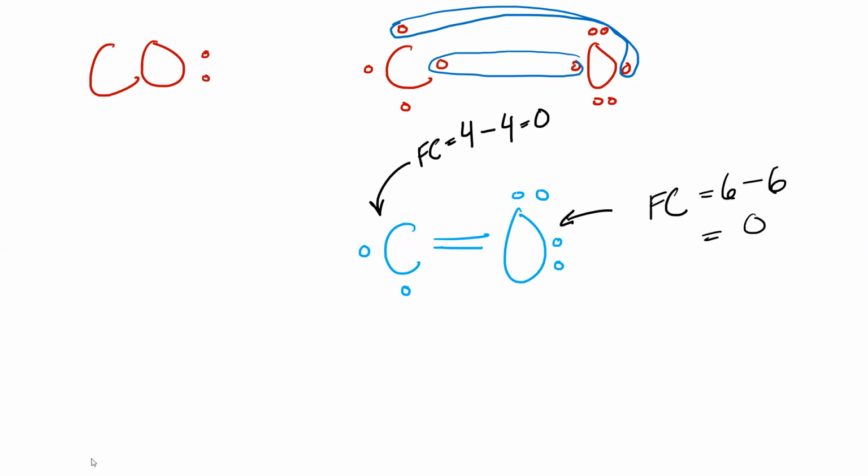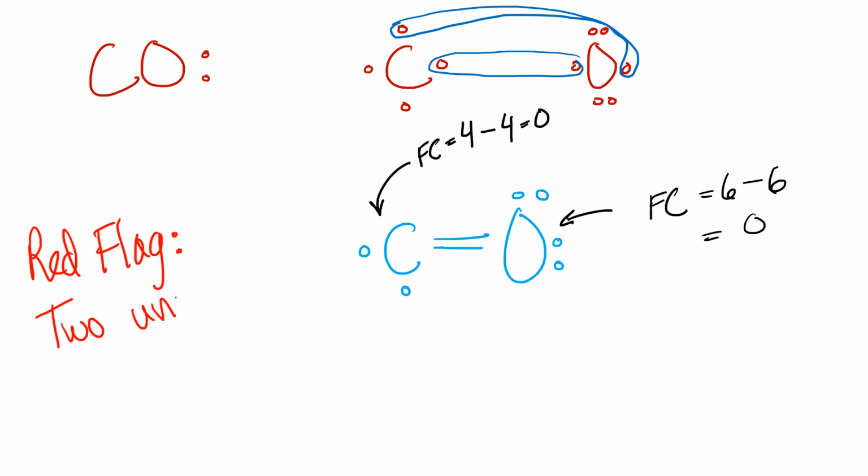Aha, but this is one of those situations. A red flag goes up. 2 unpaired electrons on carbon. Look at that. That is naughty, naughty. No, no, no. If we can avoid that, we have to. If it's possible to avoid. It's not always even possible to avoid that.